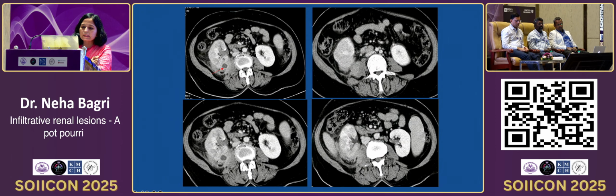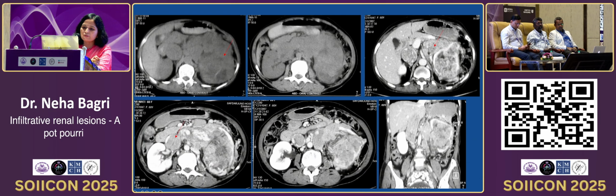So here you can see another aggressive mass from the posterior cortex of the right kidney, which is so aggressive it is infiltrating the posterior muscle, the psoas muscle, with a necrotic component inside, and this is how it is extending from the kidney through the Gerota's fascia into the muscle. So this is like T4 stage.